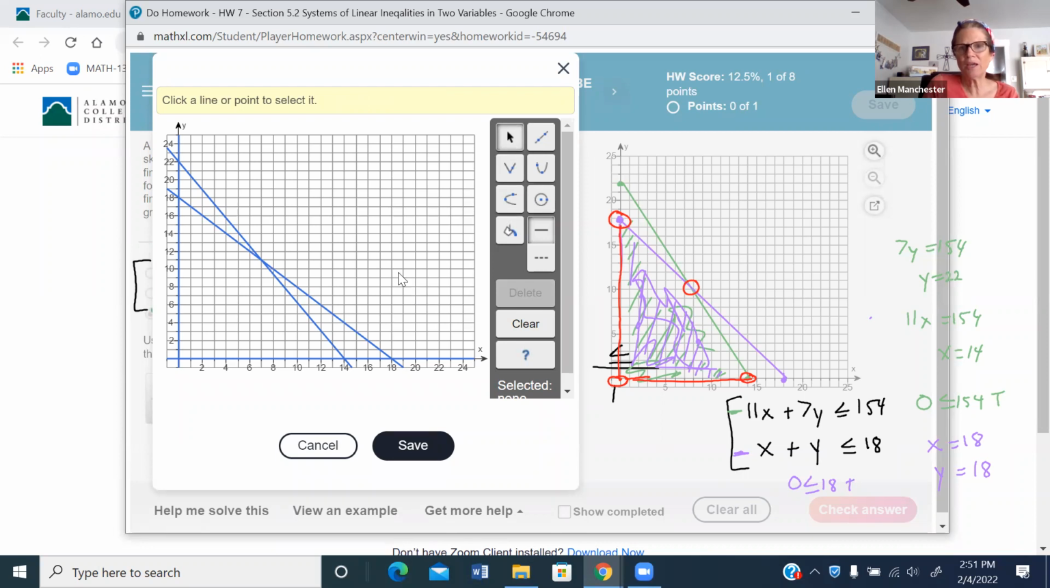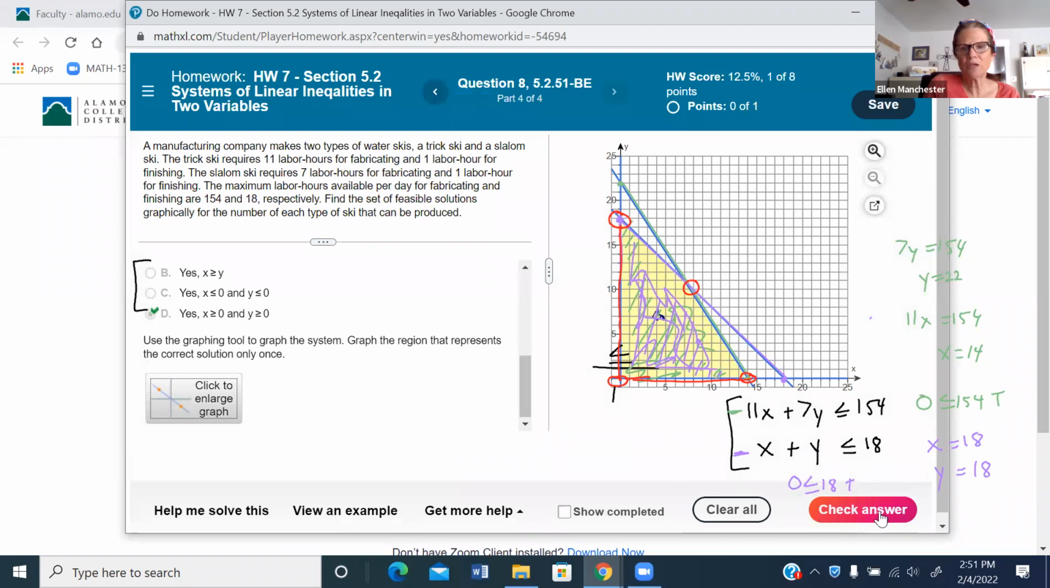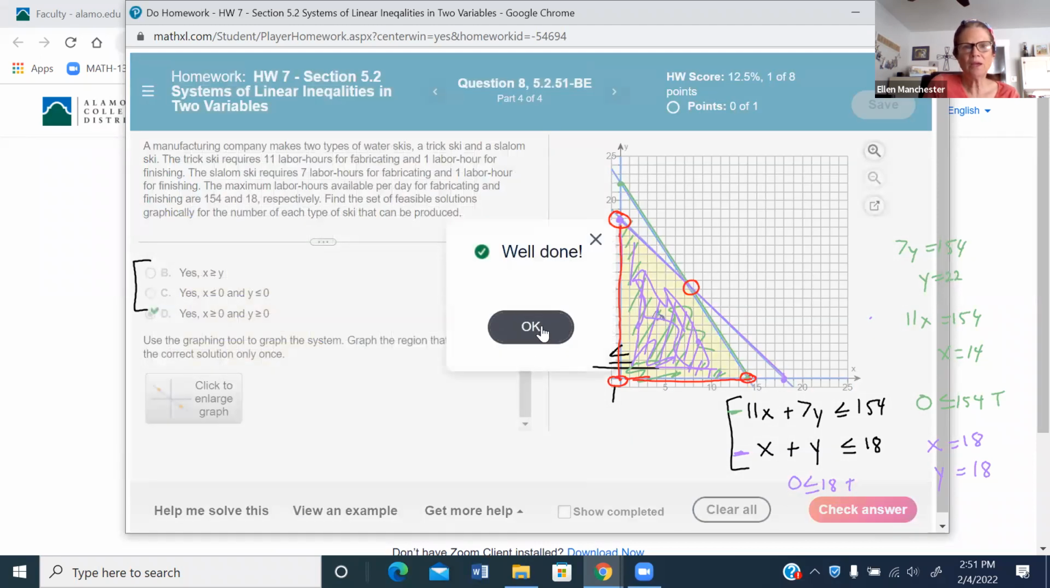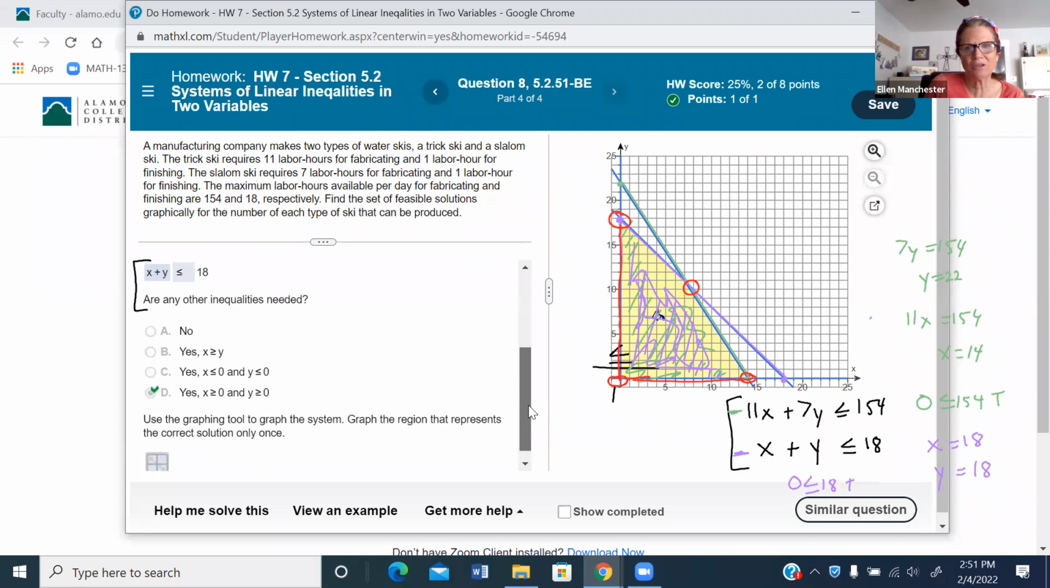Okay, now I'm going to shade. I know the shading is in this area here. And again, because I have that X and Y intercept, or X and Y is greater than or equal to 0, it locks it in. Now I save it. I check my answer. Well done. And use the graphing tool to represent the correct solution. Oh, only once. We already did it. Okay, we're good to go.